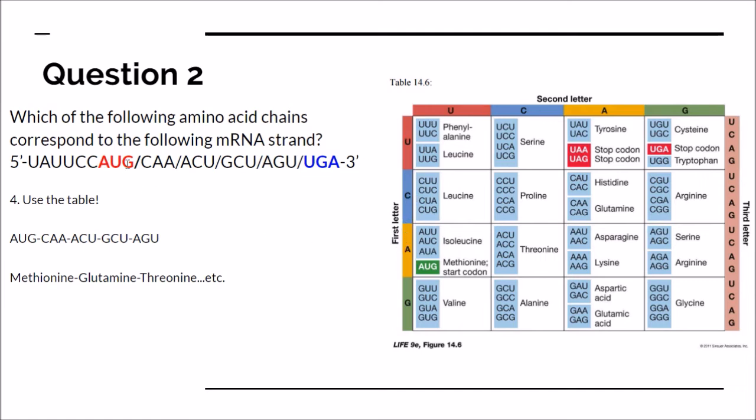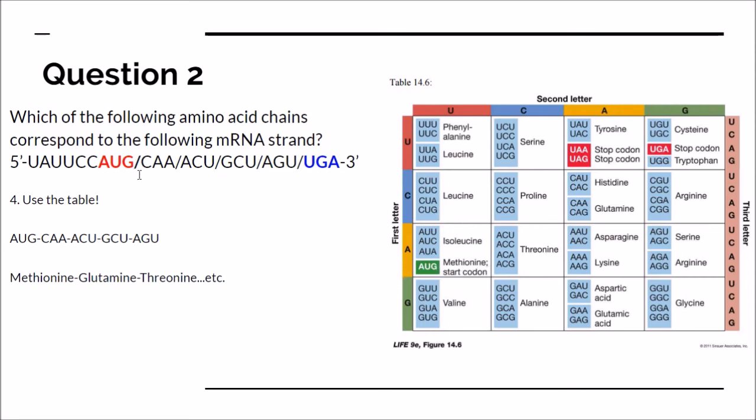The second letter is U, so you want to go to the U's, since the second letter is at the top. And then finally, you're in this section over here. The last letter is G, so you want to go over here to the right, look for G, and there you go, AUG, methionine, the start codon.